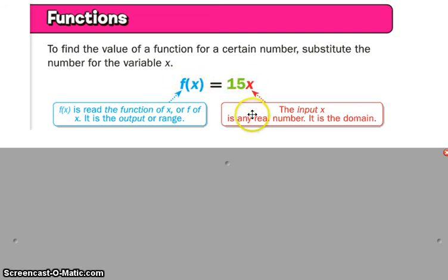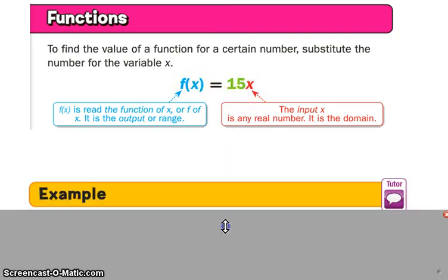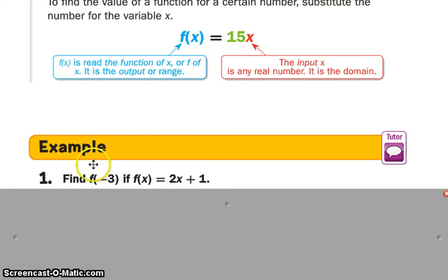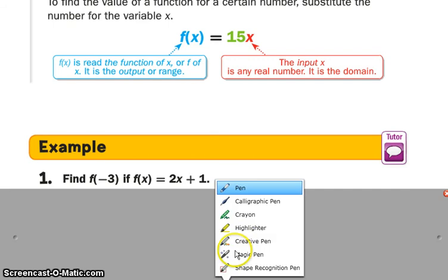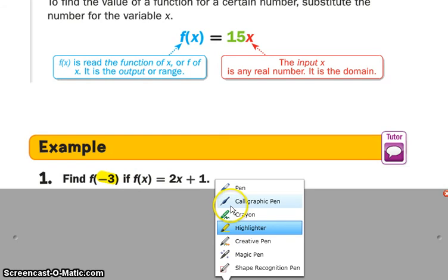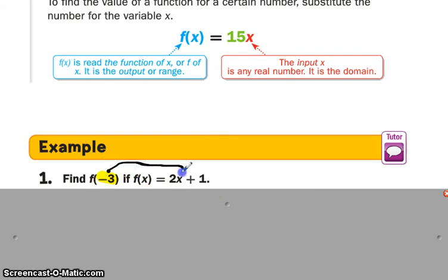X is your domain. So if we have an example that says find f of negative 3 if f of x equals 2x plus 1, all they want you to do is to take this value right here, negative 3, and they want you to plug it in for x, right there. Okay?